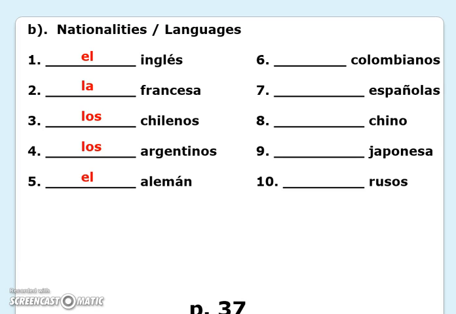Number 5, el alemán, it is one German person. Number 6, los colombianos, the Colombians, masculine plural. Las españolas, because it is the Spanish girls. El chino, the Chinese boy or man. La japonesa, the Japanese girl or something that's feminine. And los rusos for the Russians that are masculine plural.